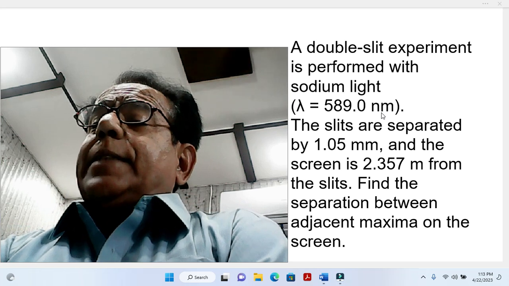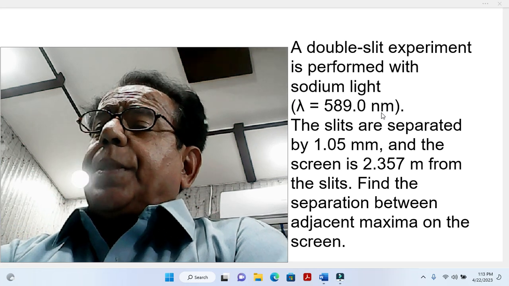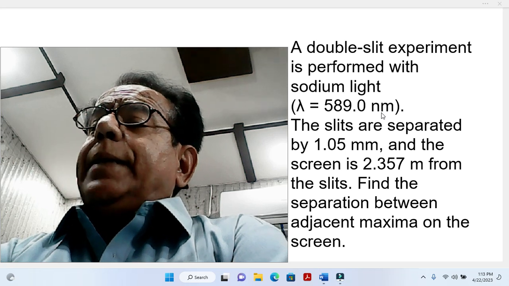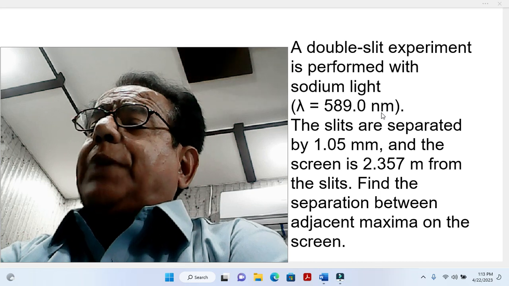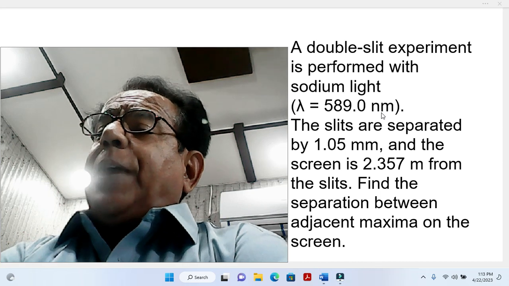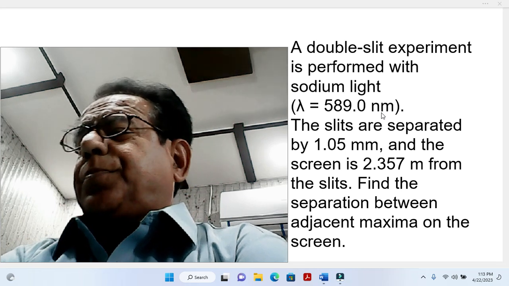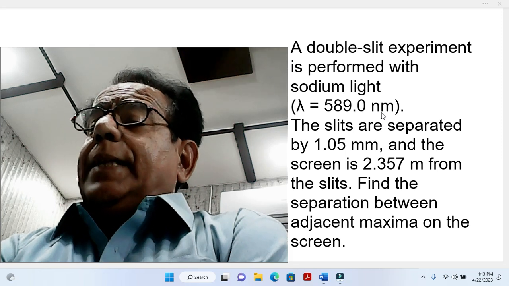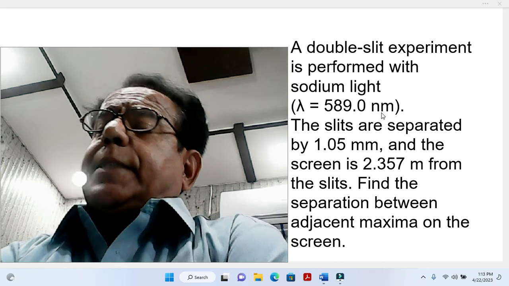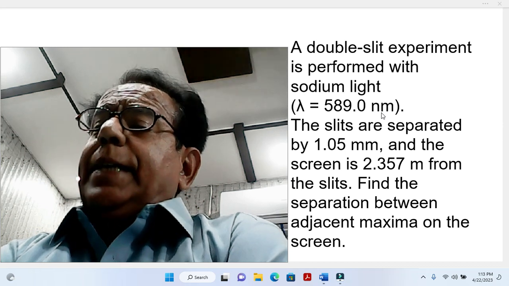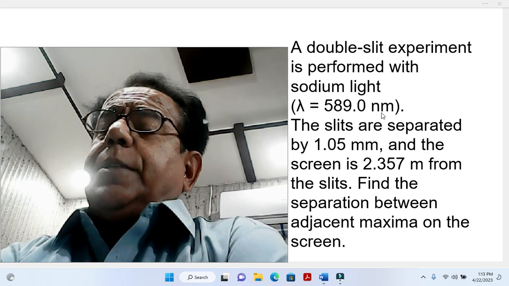the slits are separated by 1.05 millimeter, 10 to power minus 3 meter, and the screen is 2.357 meter. One is meter, one is millimeter, and one is nanometer. And the screen is 2.357 meter from the slits. Find the separation between adjacent maxima on the screen.